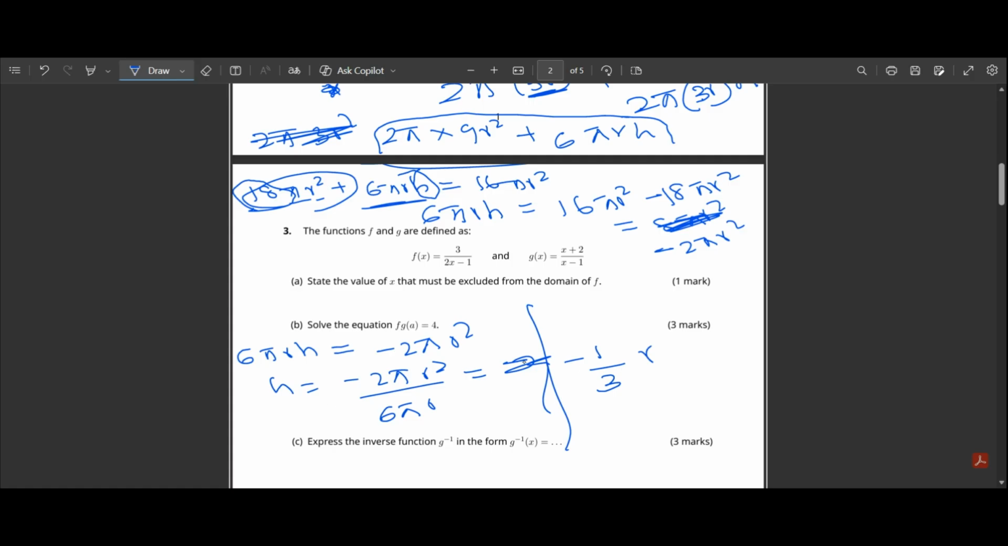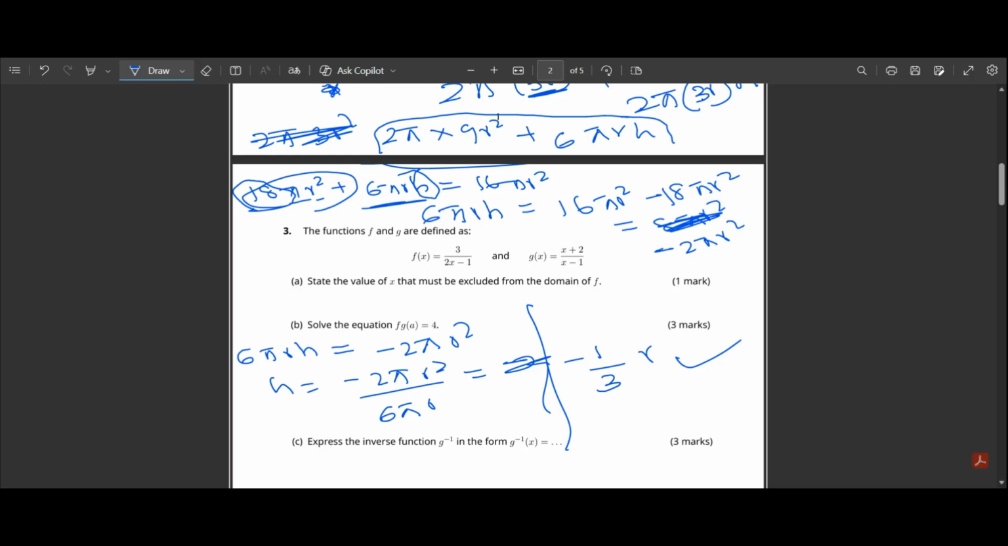So is this possible? Actually, this is not physically possible, but unfortunately in our question it comes like this. So the answer we got is correct. In the real world, a height can't be negative, but here unfortunately we got it like that, but it's okay. So the height is this one.